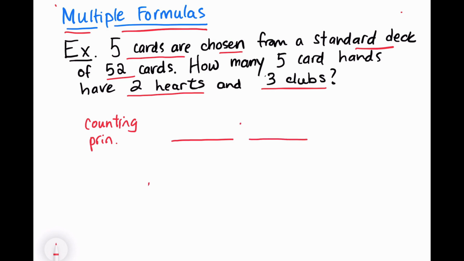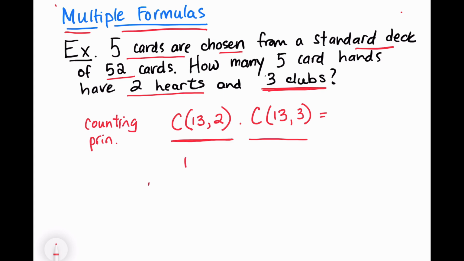So the question is, how many different ways can I get 2 hearts? How many different combinations are there of 2 hearts? Remember, there were 13 cards in the hearts, and we are just picking 2 and we want combinations. Order doesn't matter. And then same thing for the 3 clubs. We know that we have 13 clubs, and how many different subgroups of those clubs are there containing 3 cards? So again, order doesn't matter.